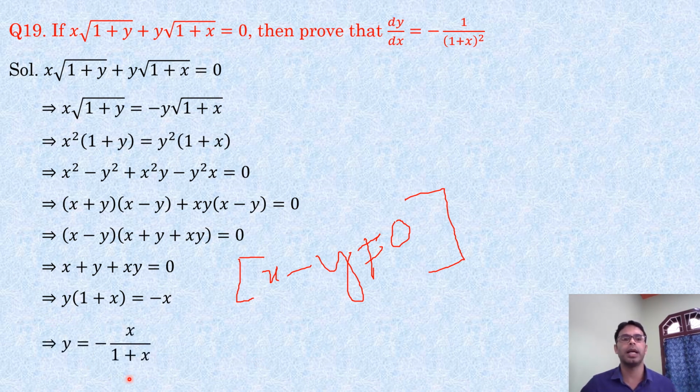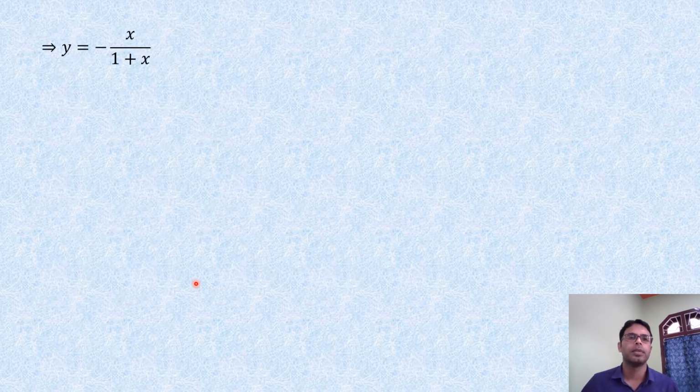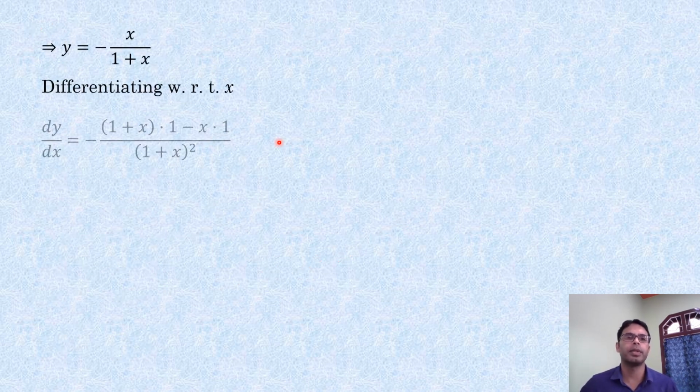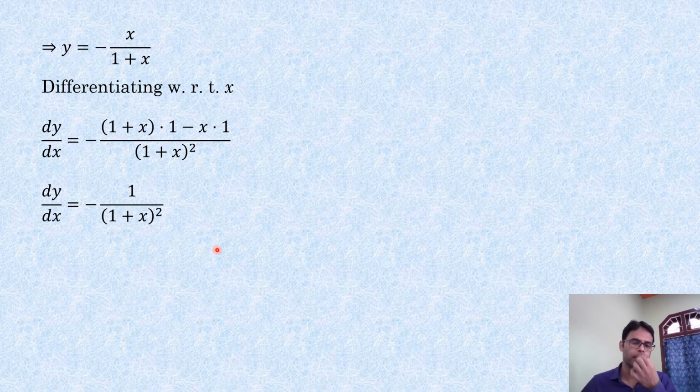Now you see this is an explicit function, because x and y are completely separated. Now differentiate it with respect to x. dy/dx is equal to minus, use the quotient rule, 1 plus x whole square in the denominator. So 1 plus x, the derivative of the numerator x is 1, minus the numerator remaining the same, the derivative of the denominator is 1 again. So on completion, 1 plus x minus x, plus x minus x is cancelled, so 1 will remain, so dy/dx is minus 1 by 1 plus x whole square. That is the solution for the question.